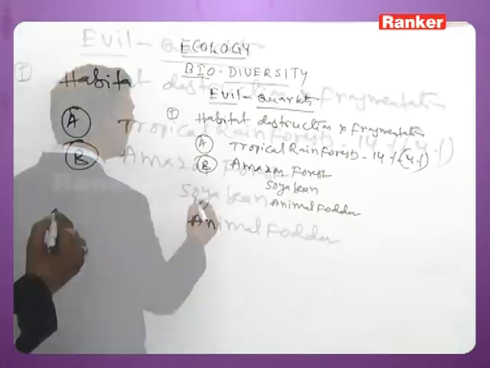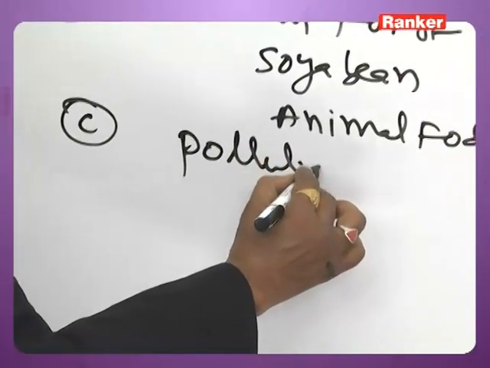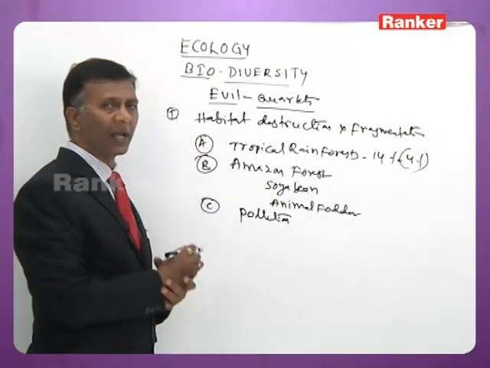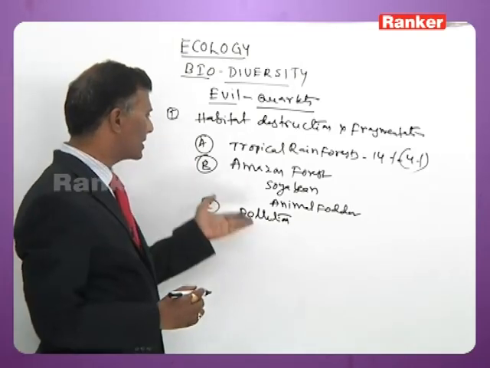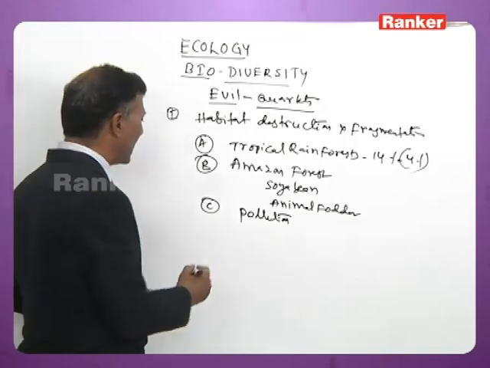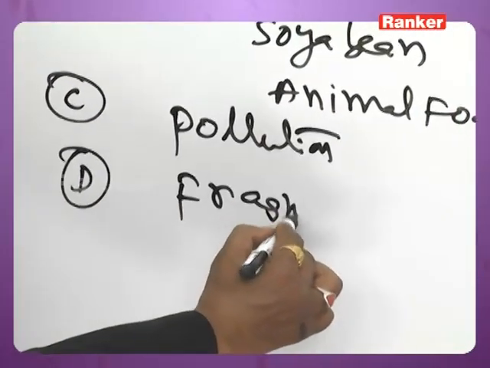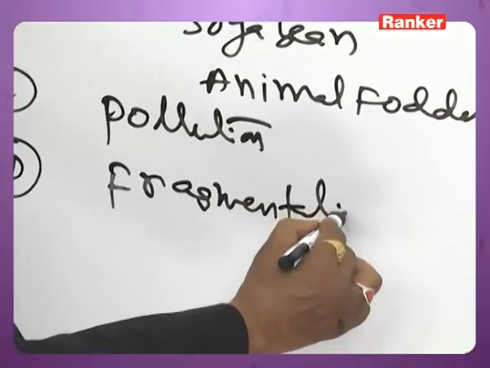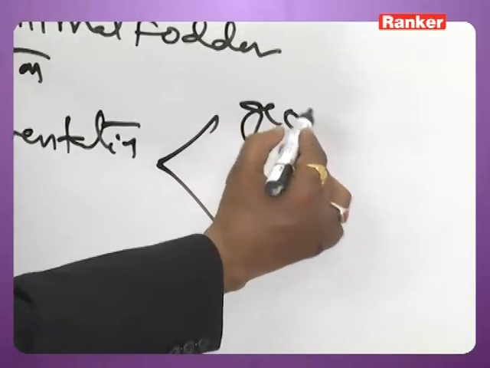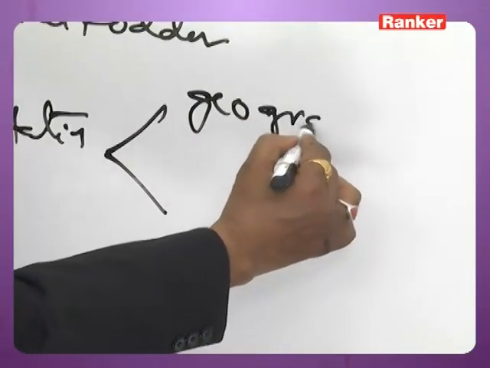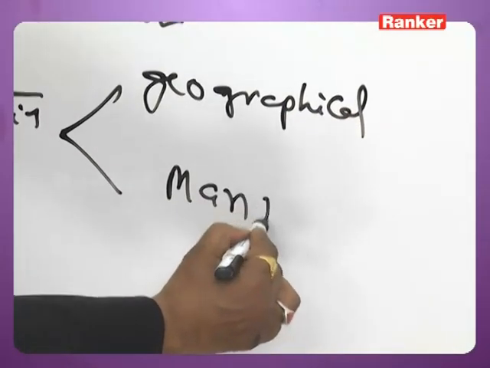Next, habitat destruction also takes place because of pollution. Pollution is the main threat for habitat destruction. Several reasons can be attributed to this under pollution. The next is fragmentation. Fragmentation may again be of two types: geographical fragmentation and man-made fragmentation.